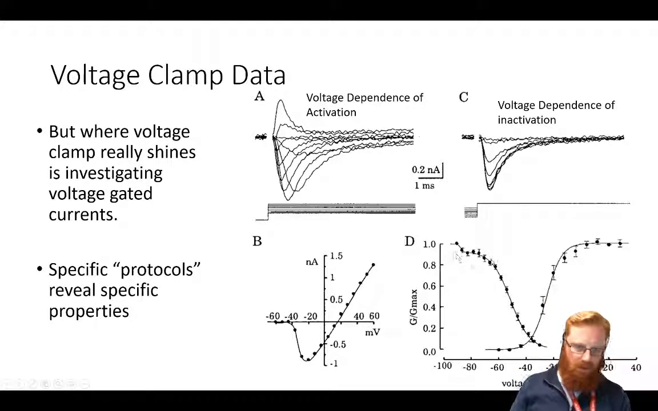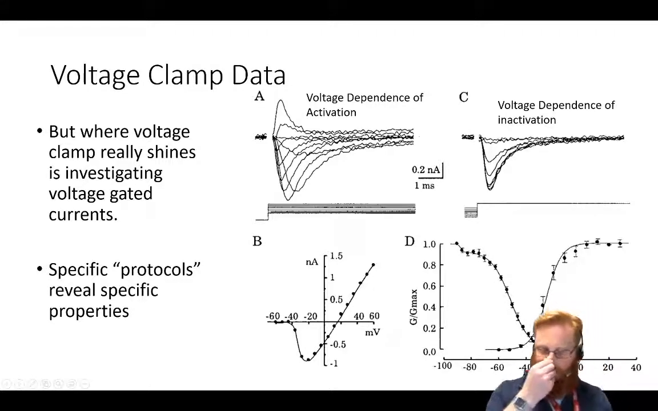I don't really believe this little blip at the bottom here, but the point is that if the cell sits at minus 80 and then you step it up to a depolarized potential, probably something in this case like minus 20, then you get a big current. But if you hold the cell at a more depolarized potential, like say minus 40, then when you step the voltage to open the ion channel, you don't get anything, right? Because all of the channels have been inactivated. So what we see here now is the voltage dependence of activation and the voltage dependence of inactivation.